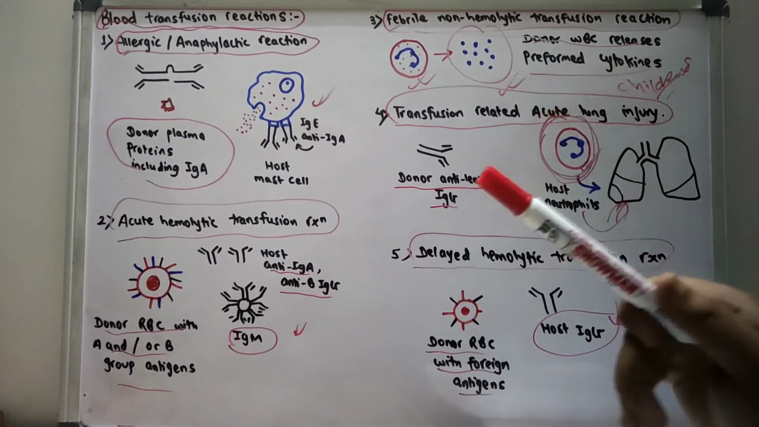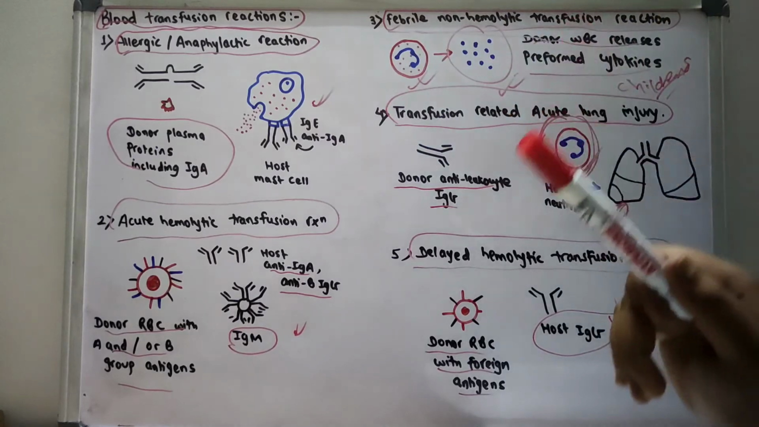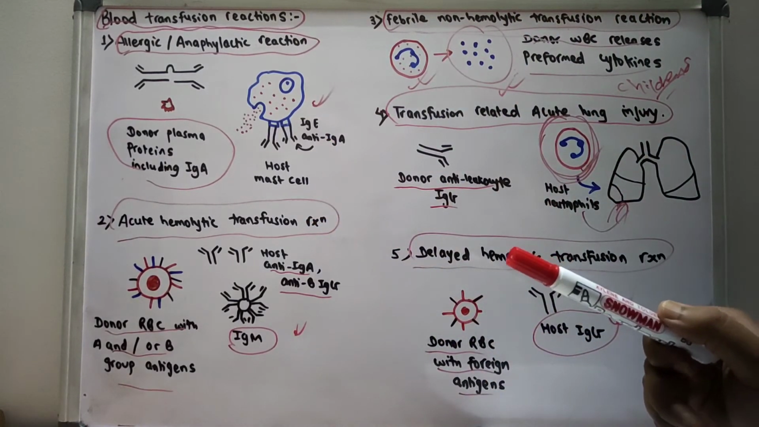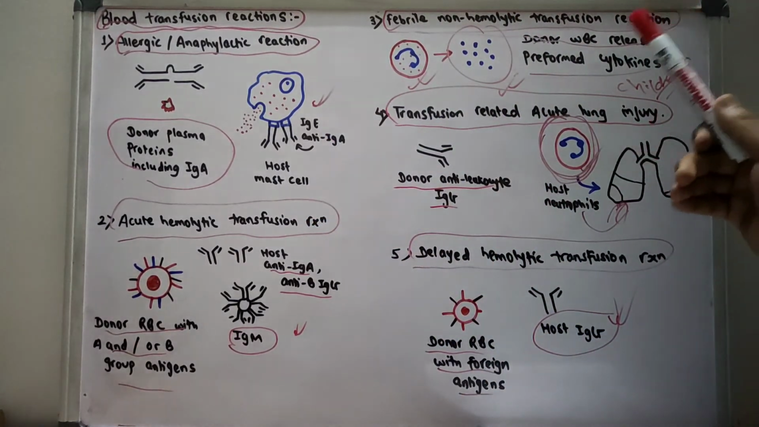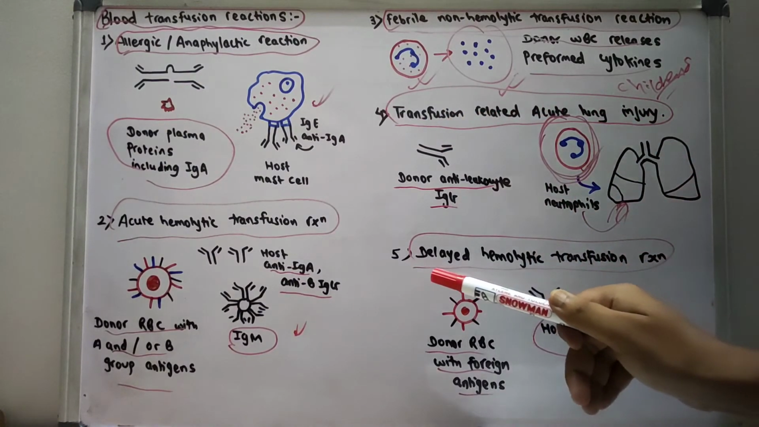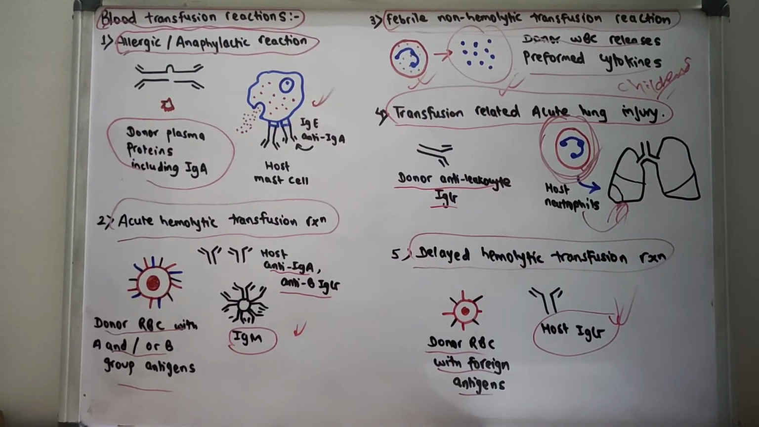There could be various transfusion reactions: allergic or anaphylactic, acute hemolytic transfusion reaction, febrile non-hemolytic transfusion reaction, transfusion related acute lung injury, and delayed hemolytic transfusion reaction. These are the main blood transfusion reactions that can occur in our body after the blood transfusion.